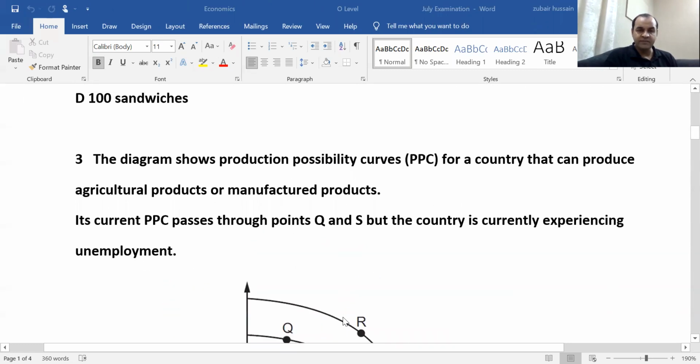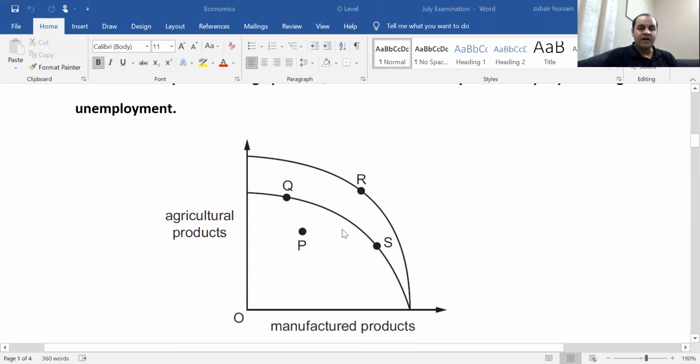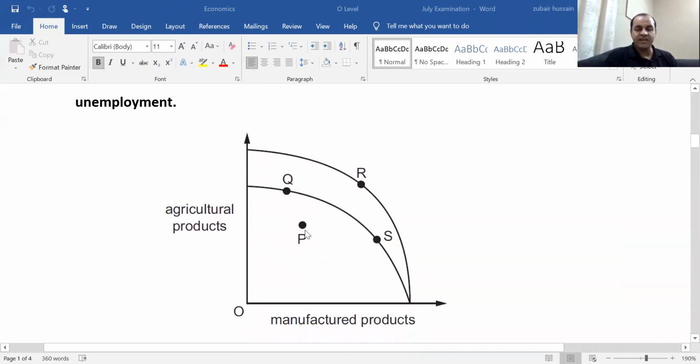Third one is very important. The diagram shows a production possibility curve for a country that can produce agriculture products or manufactured products. Its current PPC passes through points Q and S, but the country is currently experiencing unemployment. Unemployment means the point will exist inside the production possibility curve. This is point P where the economy is now producing. Because of unemployment, there is inefficiency in the production process, and all the factors of production are not utilized in an efficient way. That's why point P will exist.